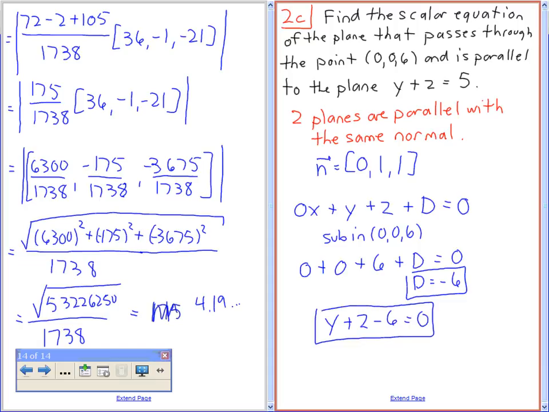That has nothing to do with the normal, right? That's why it's parallel, right? Because it's just a different number. So the normals are going to be the same.